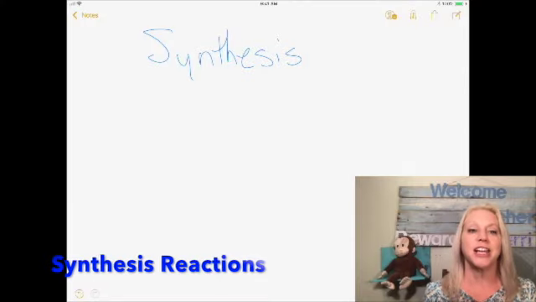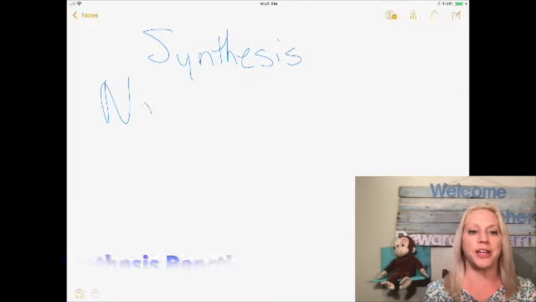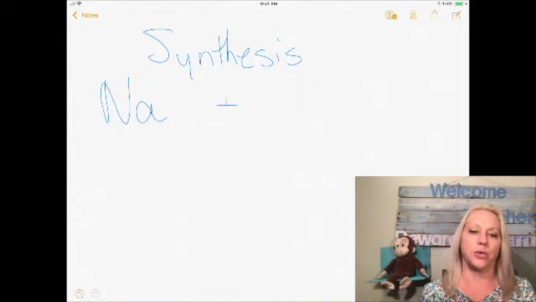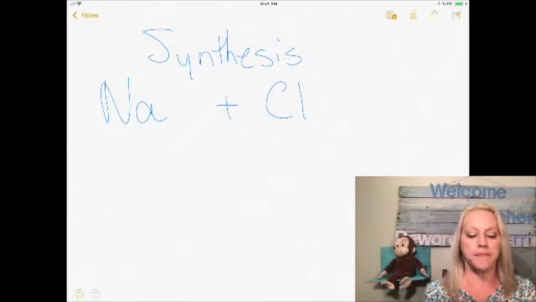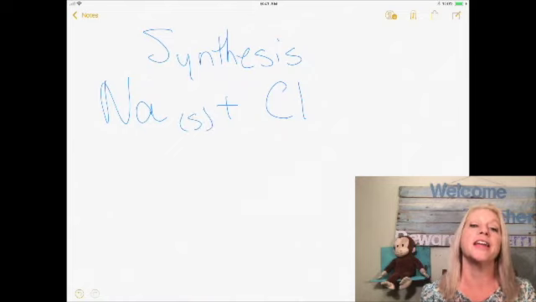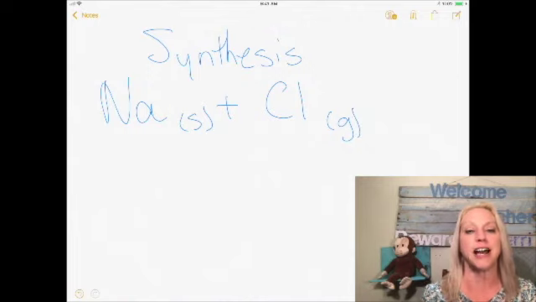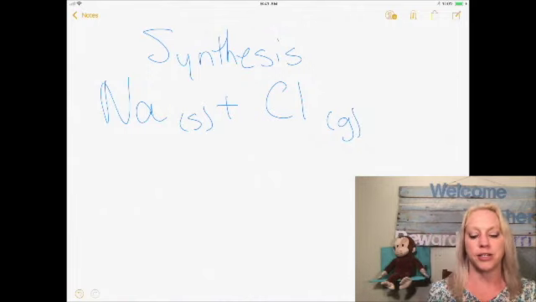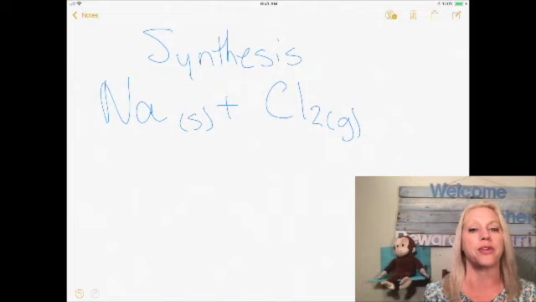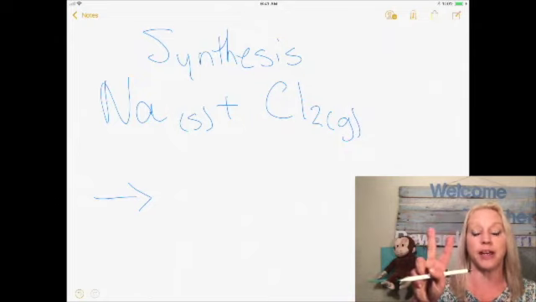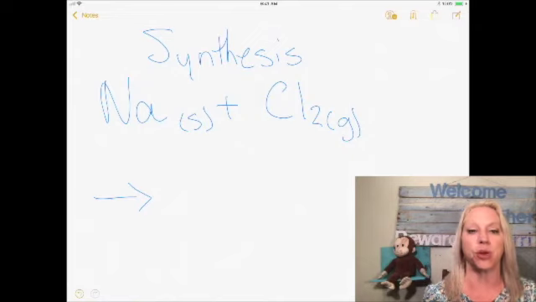In this reaction, we are going to use sodium and chlorine as our example. Sodium is a metal, so we would count that as a solid, and chlorine is a gas. Since it is a gas, it needs to be diatomic, which means we need two. So chlorine is always bound with another chlorine. And we want to decide what this will become. With synthesis, we're going to have two items becoming just one. In this case, we are going to produce sodium chloride.